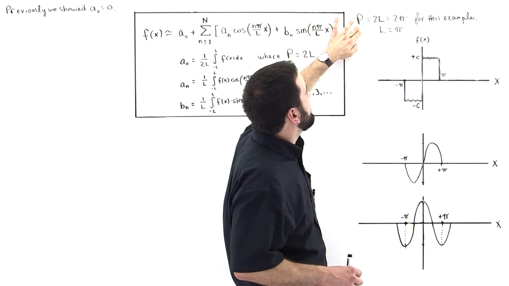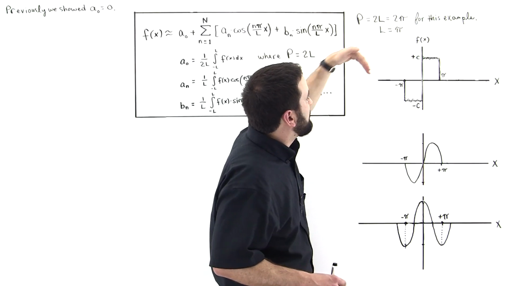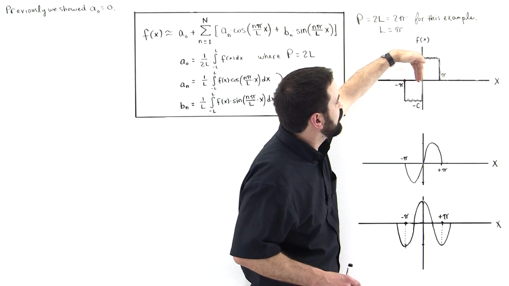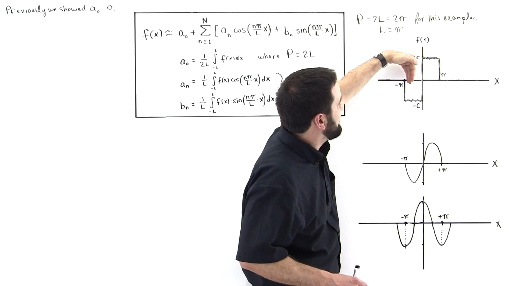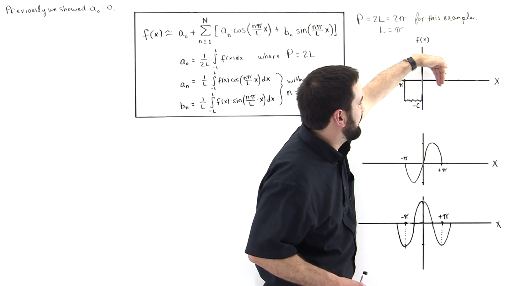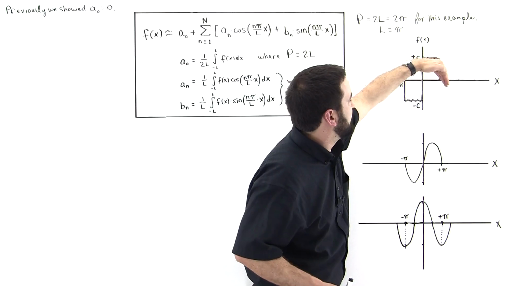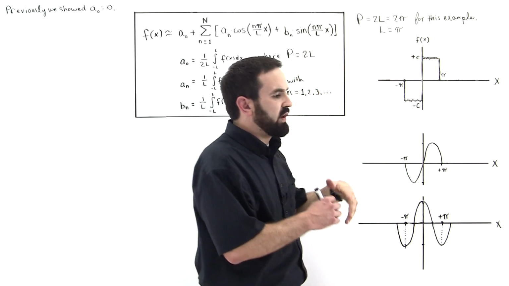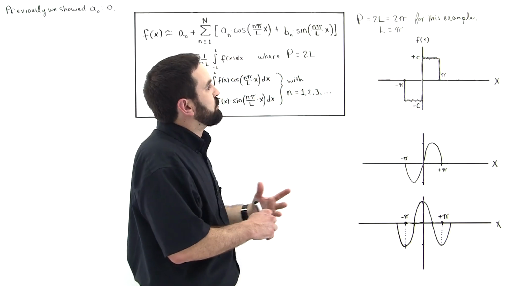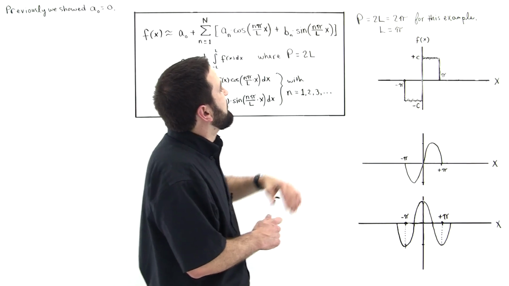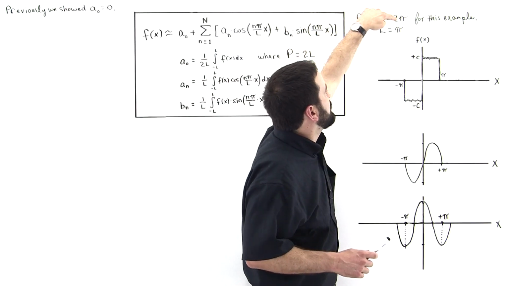We also showed that the period was equal to 2 pi, because this function goes from negative pi to 0, which is a change of pi. This distance is pi, and then it goes pi again, and that's one full period. And so the distance of the period of one oscillation is 2 pi for this example. And so we set the period equal to 2 pi.